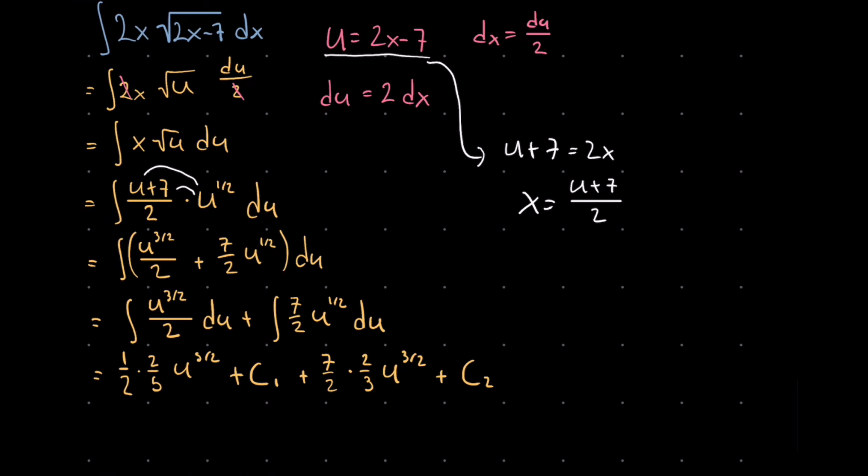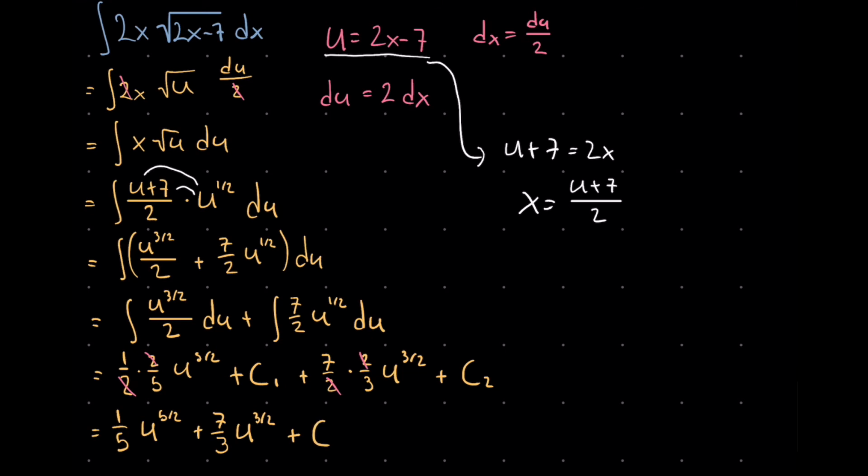What we're going to do here is some simplifications. The 2's cancel out here, and the 2's cancel out here. That's going to leave us with 1/5 u to the power of 5 over 2. And over here we have plus 7 over 3 times u to the power of 3 over 2, plus c1 plus c2. Notice that these two constants are arbitrary. They could be anything, and so therefore their sum could be anything. So we could just group them together and call them one constant, c.